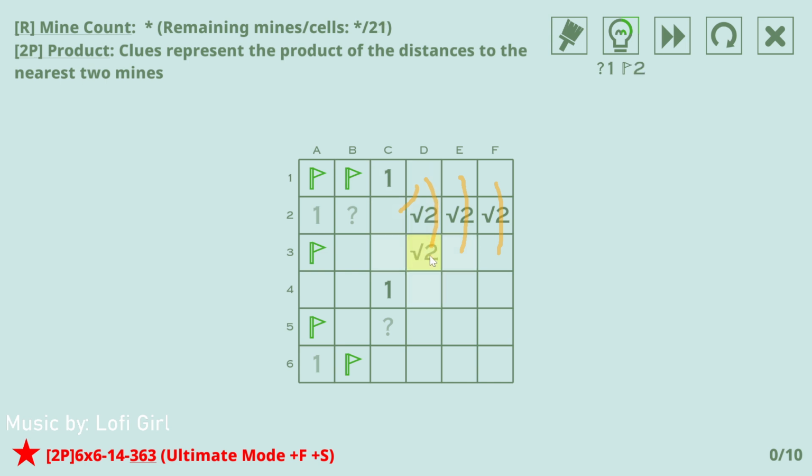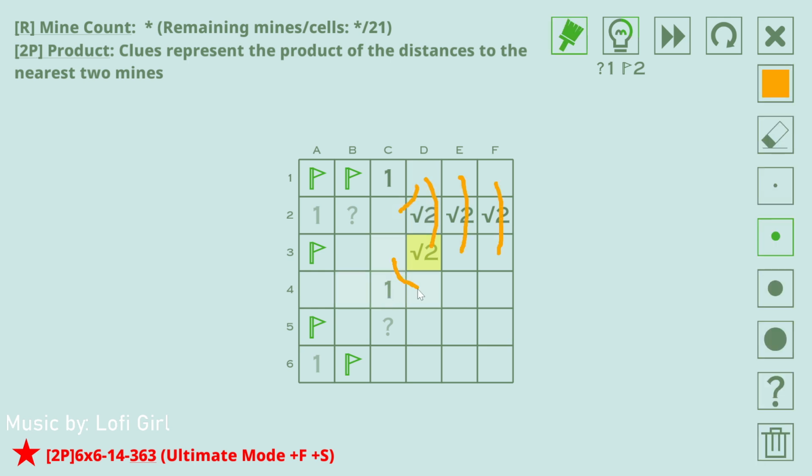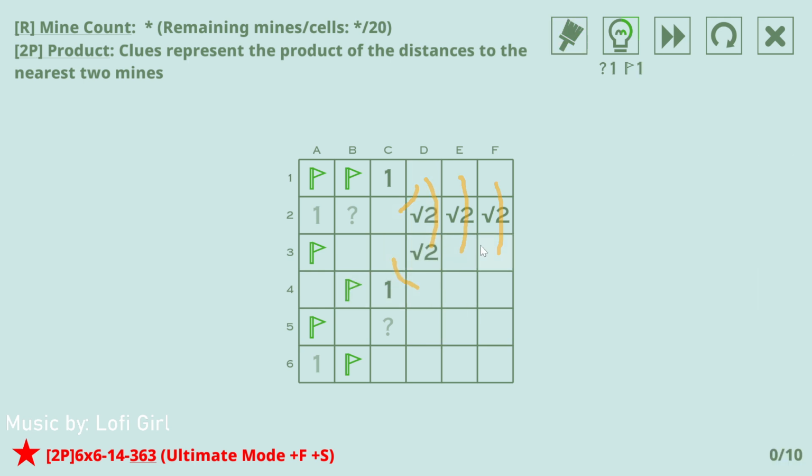This root 2. And this one means there's at least 1 mine there. So that's a mine. I misclicked. That's my bad. Did not mean to do that. But we can just repeat. This is empty, therefore that's a mine. 2 root 2 is the larger one. Okay, well it just did this on its own for some reason.